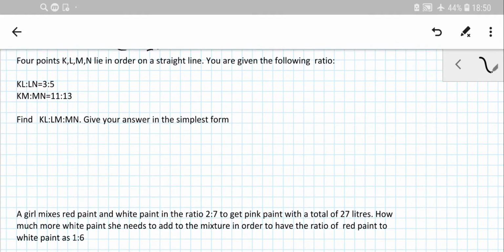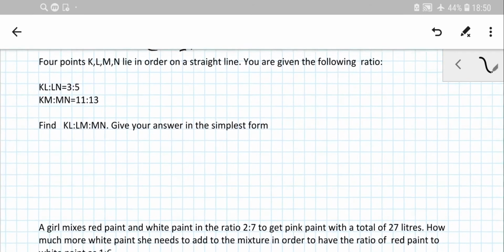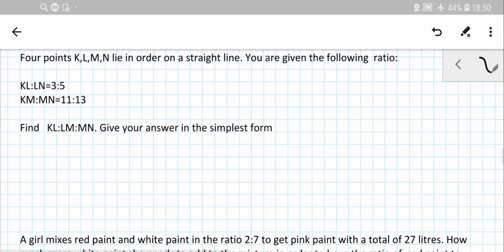4 points K, L, M, N lie in order on a straight line. You're given the following ratios: KL to LN is 3 to 5, and KM to MN is 11 to 13. What do you need to find? You need to find the ratio for all 3 segments, and give your answer in the simplest form.